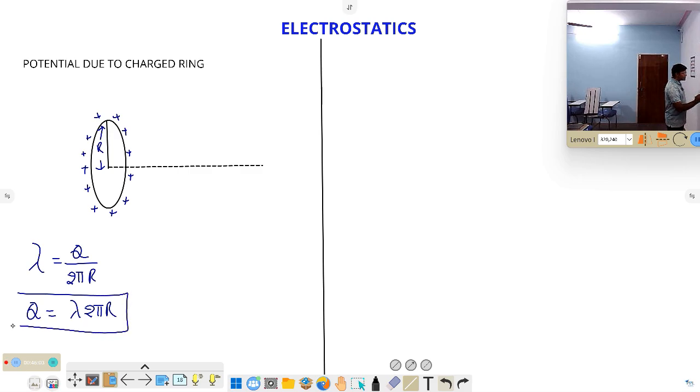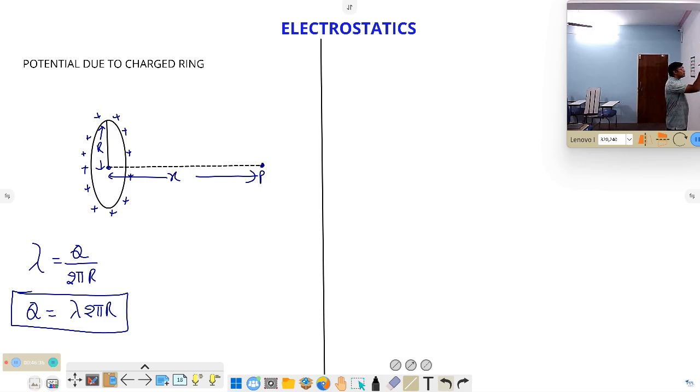In this case, we take an axis from the center of the ring, and a point P at some distance. Now we are going to calculate the potential due to this charged ring at that point. The point P which you chose is at a distance of x from the center of the ring. So x is equal to 0 if it is at the center, and from the center it is going to change. To calculate this, this is a linearly charged ring.